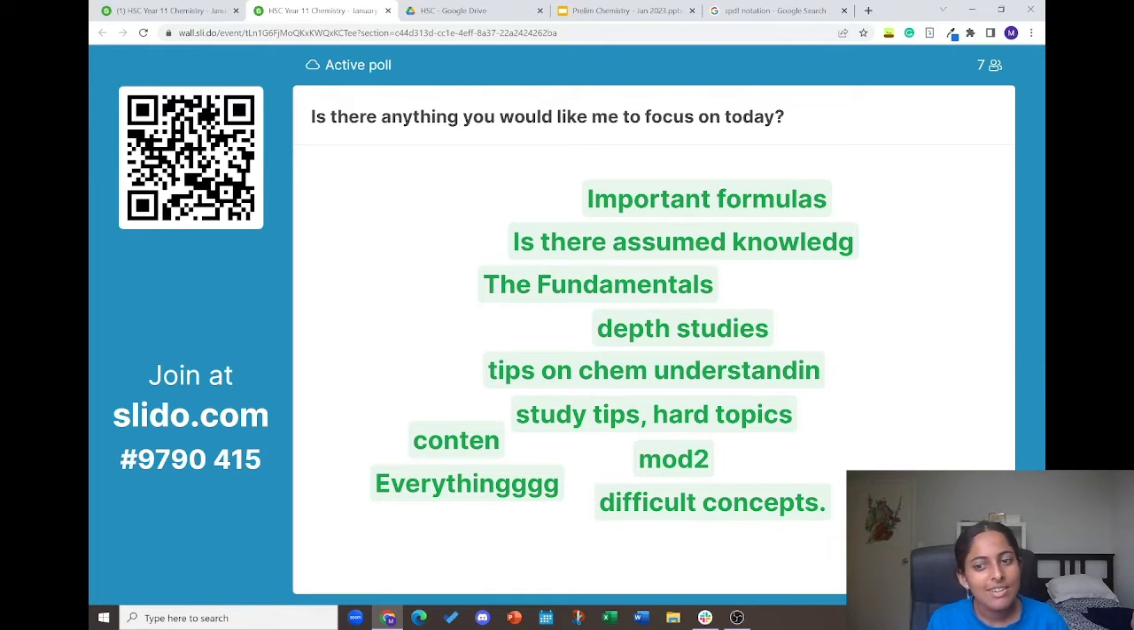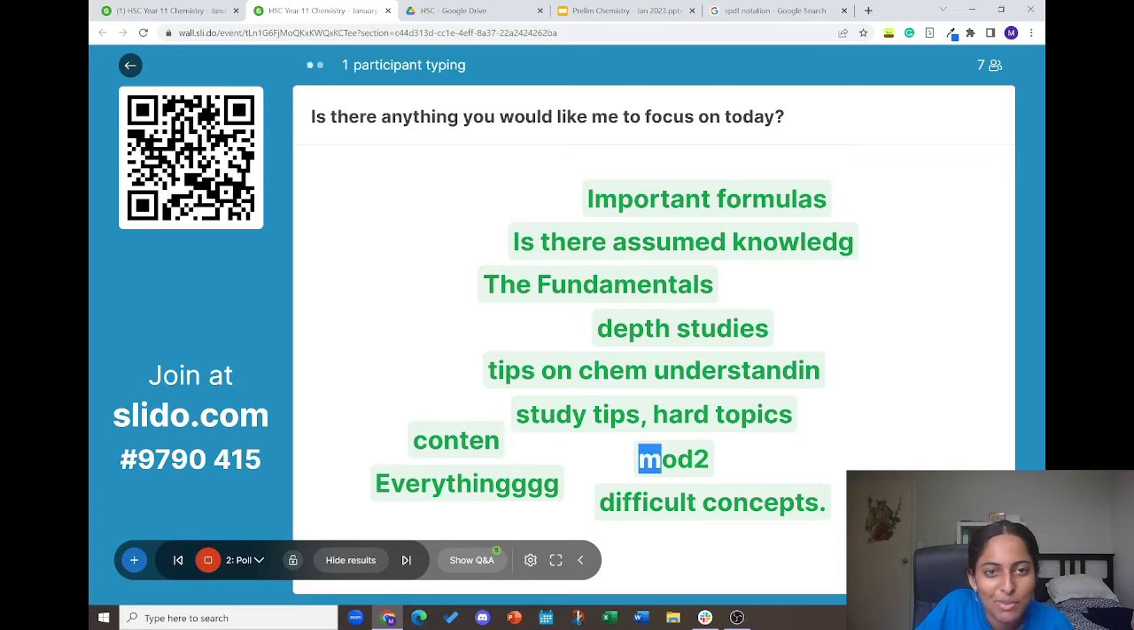All right, I think that is pretty much it. Okay, someone asked about mod 2. I can't exactly focus on mod 2 today because that's not what I initially wanted to cover, but if you have any questions in mod 2, let me know. All right, let's get into it.